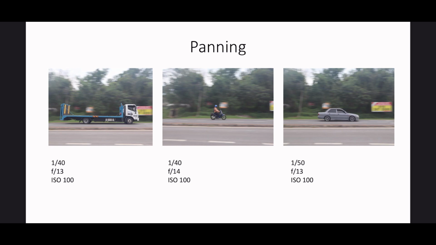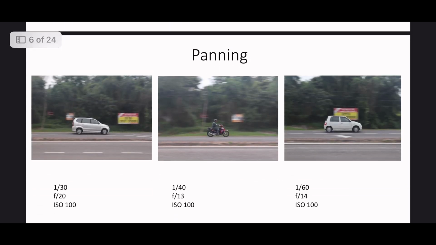First, choose the right settings. Set your camera to shutter priority. Choose a slow shutter speed. The exact speed will depend on the speed of the subject, but it's often in the range of 1/30 to 1/35 seconds or even slower. Use a low ISO setting to maintain image quality. If shooting in bright conditions, consider using a narrow aperture or adding a neutral density filter to reduce the amount of light entering the camera.